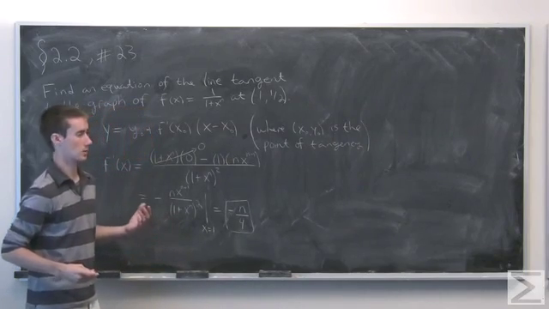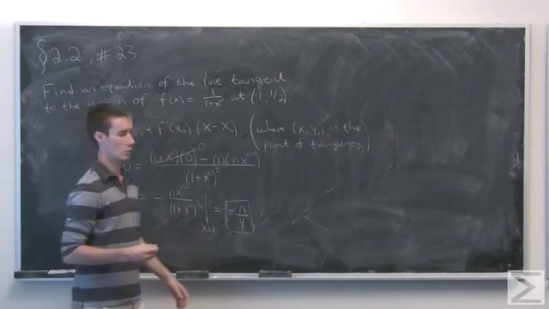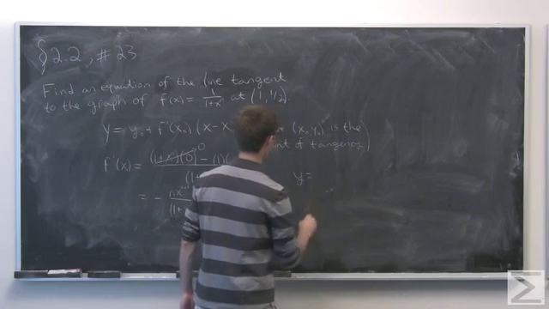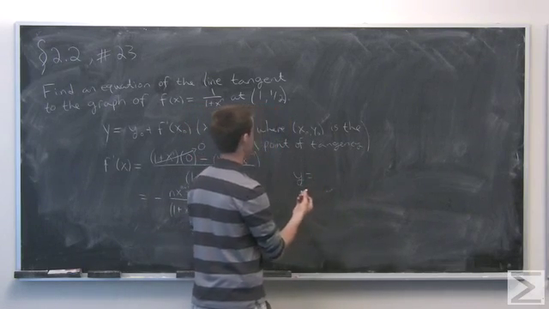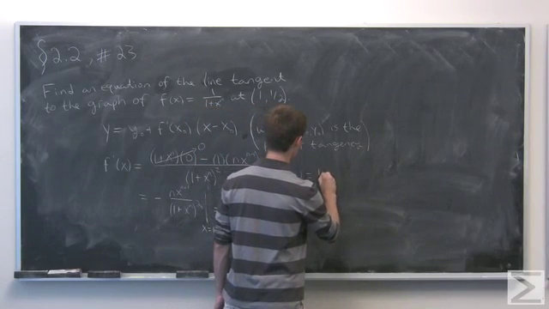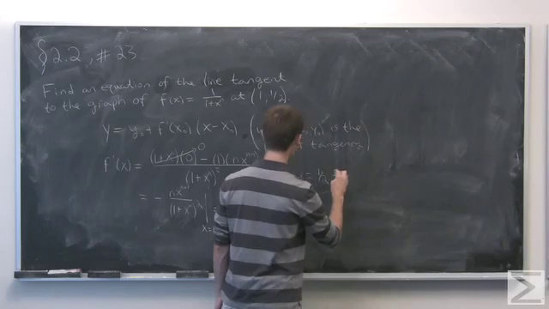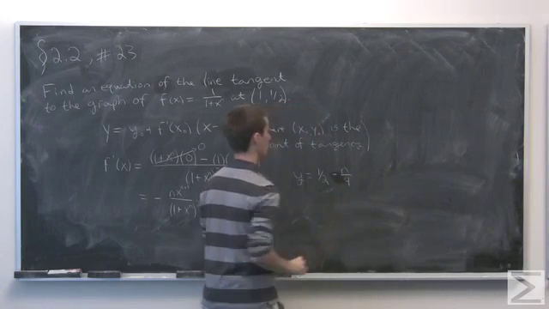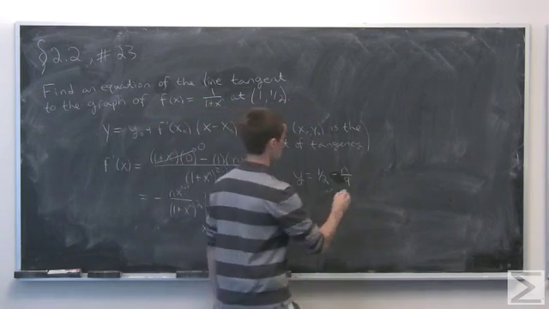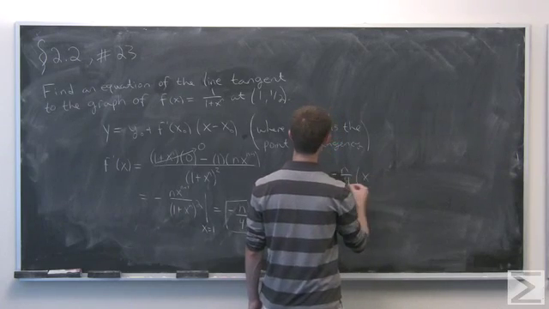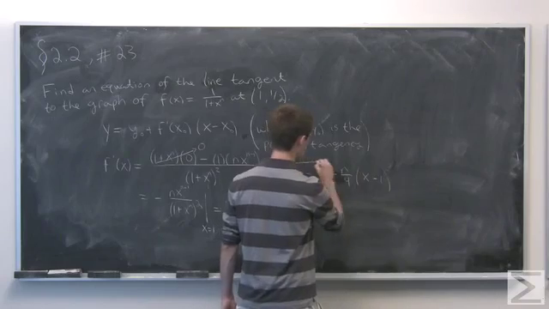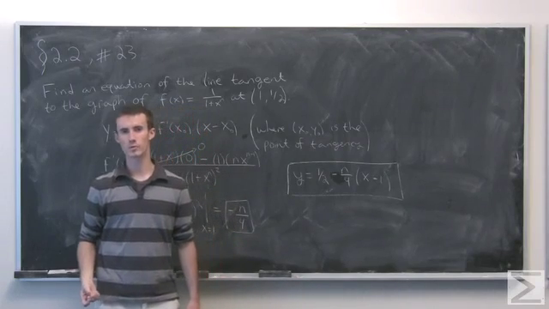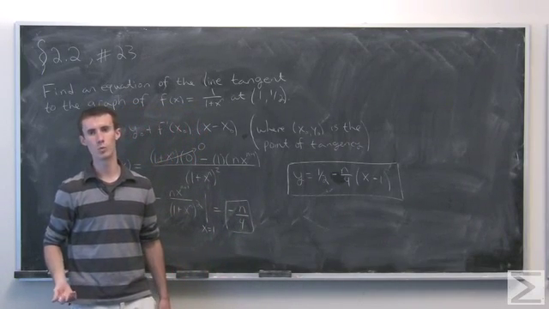Now we can just stick this back into the formula for the equation of the line tangent to the graph. And we see that y equals f of x naught, which is 1/2, plus, well, here we have minus n over 4 times x minus x naught, which is x minus 1. And this is the equation for the line tangent to the graph of f of x at the point 1, 1/2.